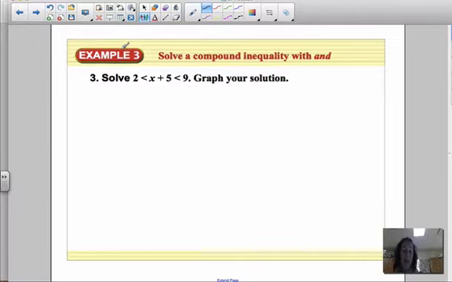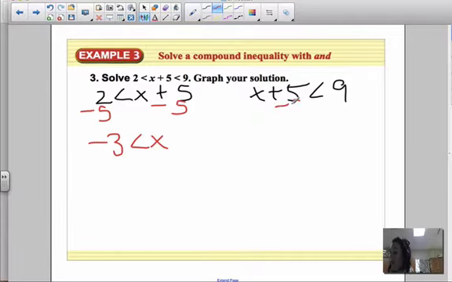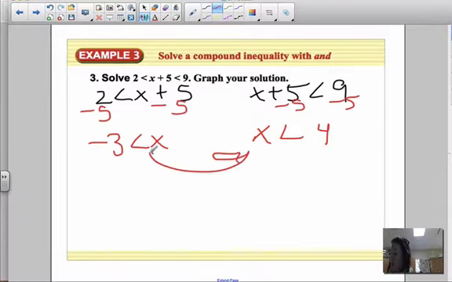All right, solving a compound inequality with the term and. Now, with this, we can separate it into two statements. You can say 2 is less than x plus 5, and then x plus 5 is also less than 9. And solve them individually. So subtract 5, negative 3 is less than x. Come over here, subtract 5, x is less than 4. And you can just bring them together to say negative 3 is less than x is less than 4.